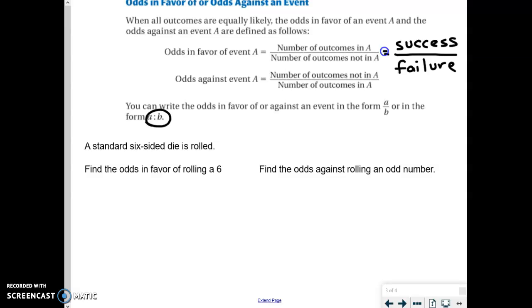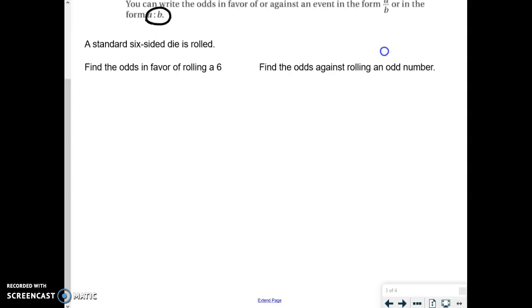So now what we have to take a look at is just a very basic, easy to explain example of how to do this, and that's using a standard 6-sided die to roll. So just your normal number cube, you'd see it in a game, you'd roll it, it's got 1 to 6 on it. So now what we're looking for is what are the odds in favor of rolling a 6? So in this scenario, what we have to take a look at is how many successes do we have?